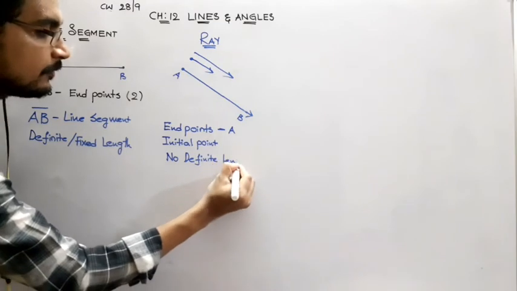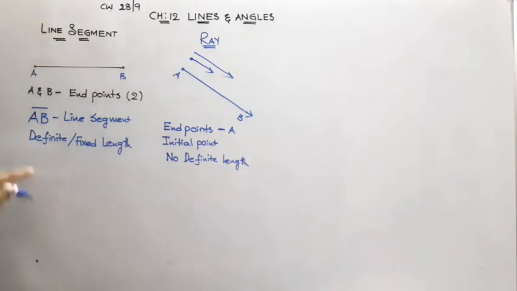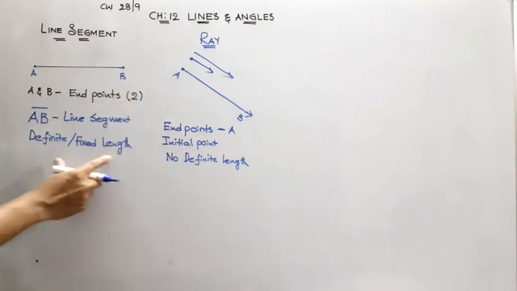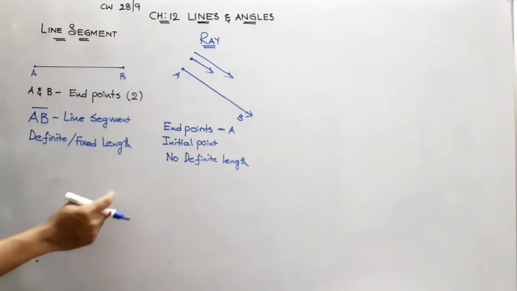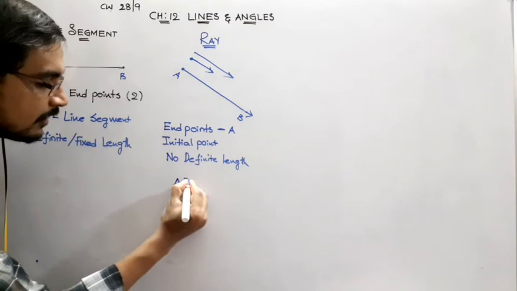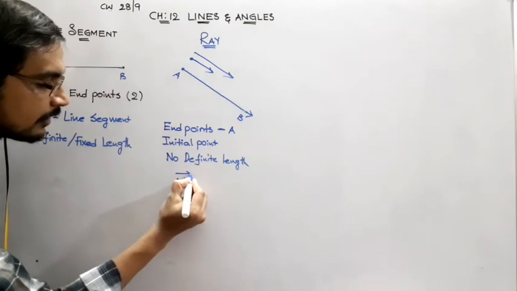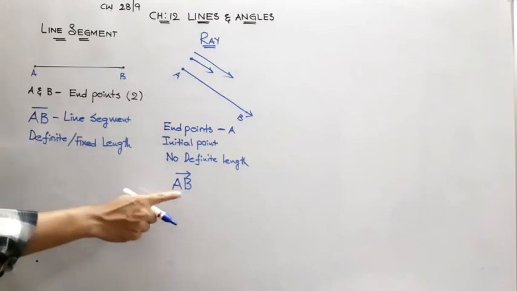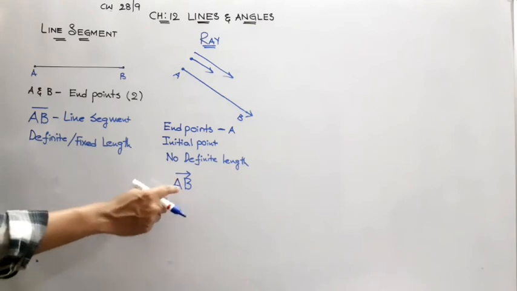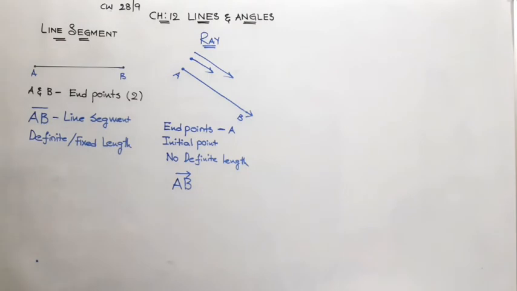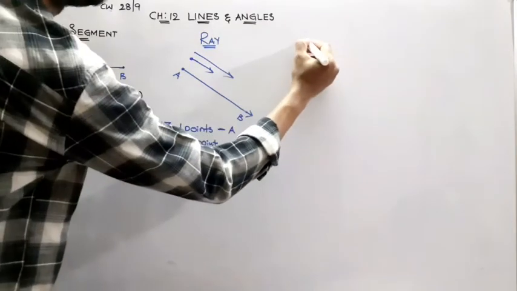Concepts are very easy. So here we have 2 endpoints, here 1 endpoint, and here we have a fixed length, here we don't have a fixed length. Now, the representation of a ray is usually like this. AB ray. So whenever we see a representation like this, immediately we will say AB is a line segment. Whenever we see a representation like this, like an arrow, we will immediately say AB is a ray. Okay, and the last concept is line.